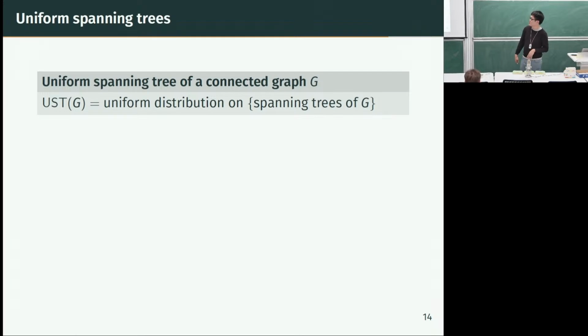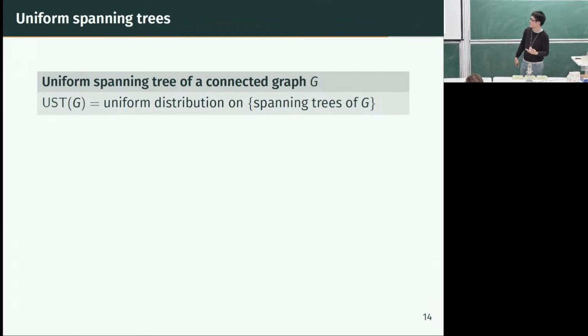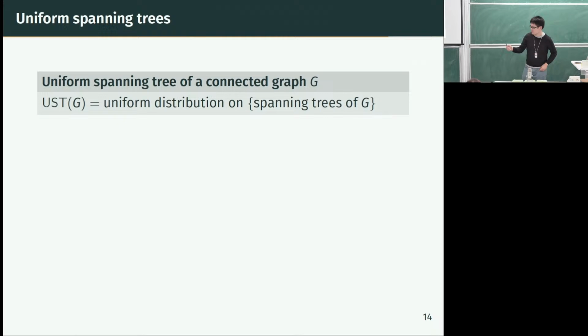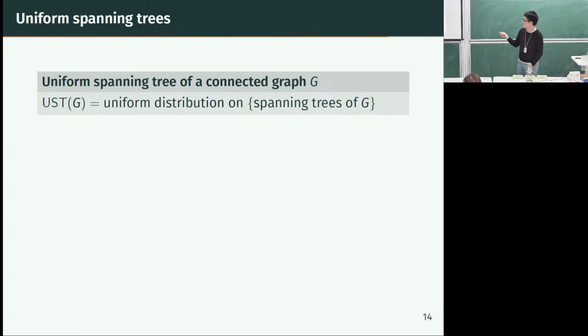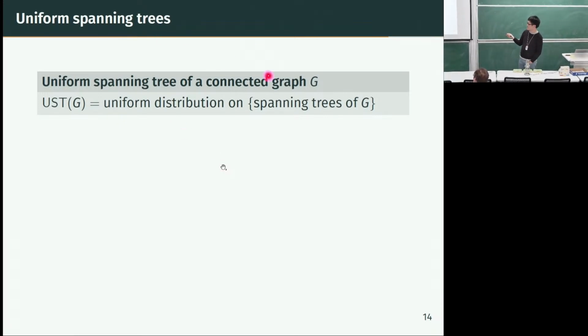Now, we also looked at uniform spanning trees. So to quickly give you a definition: for a connected graph G, the uniform spanning tree of G is denoted by UST_G, and this is simply, it's not a tree, but rather a uniform distribution on the set of all spanning trees of the graph G. And here, unlike before, the word connected actually matters because it doesn't really make sense to talk about spanning trees when you don't have a connected graph.